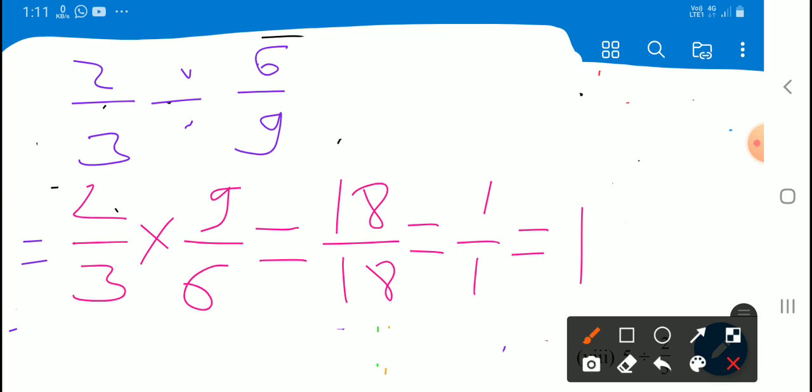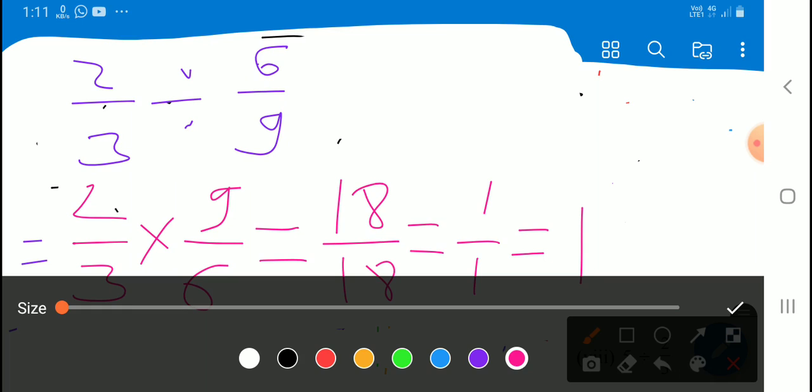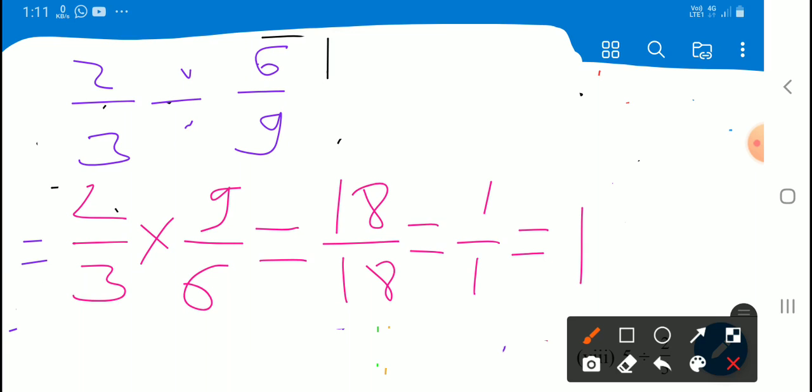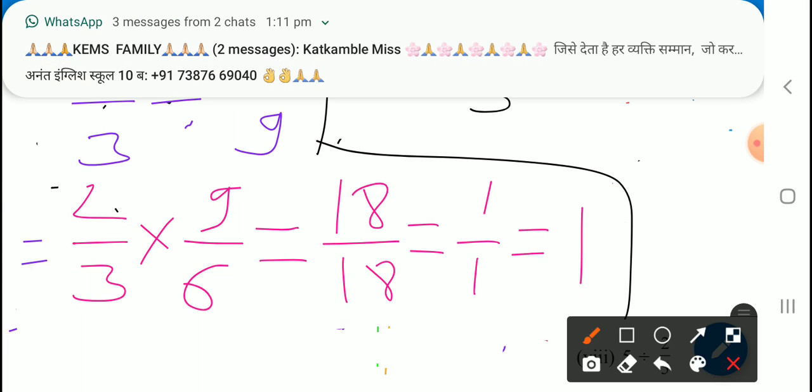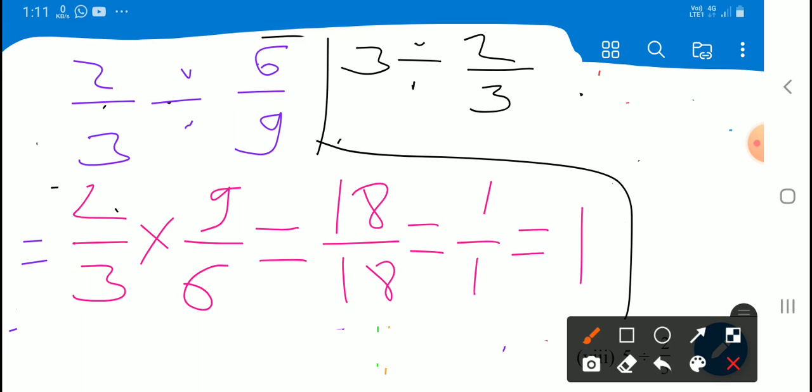Okay. Do you understand these examples? Now you can solve the examples. One more example I will take here for your understanding. Look, here I will write 3 divided by 2/3. Okay, how to solve?